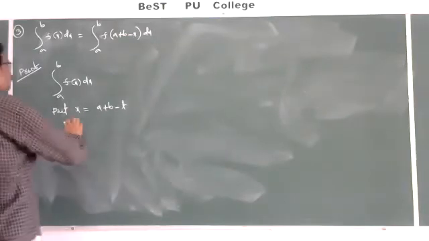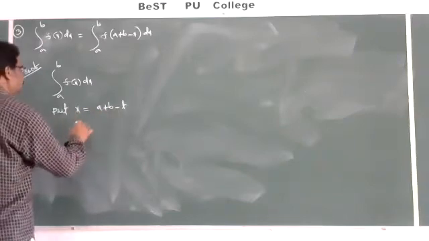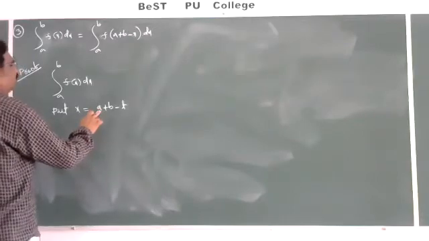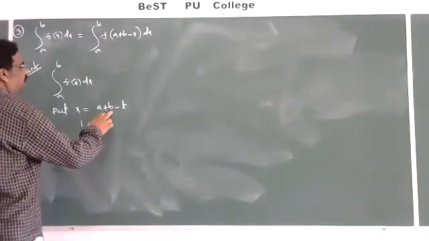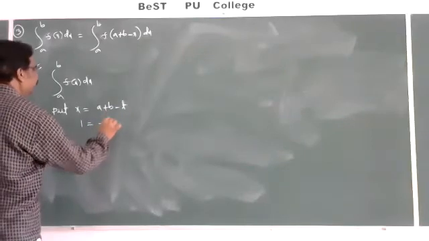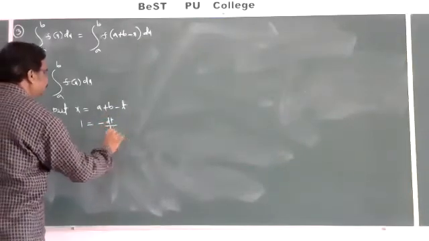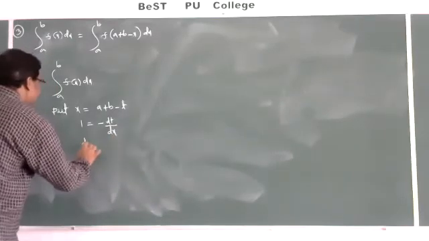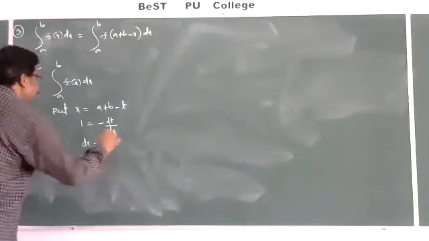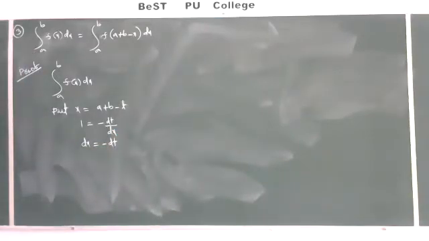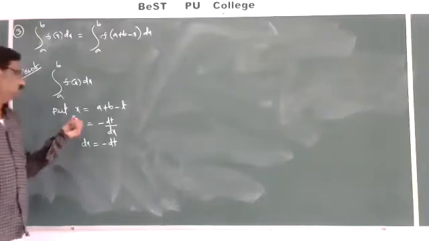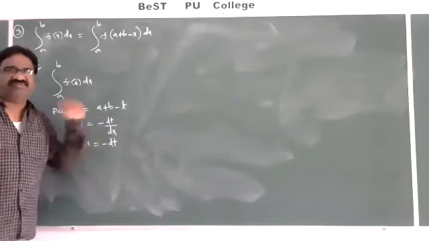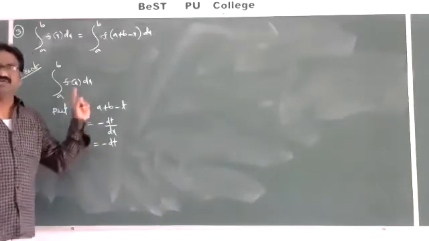Substituting, differentiating both sides with respect to x: x derivative is 1, a is a constant so its derivative is 0, b constant derivative 0, minus t derivative, dt by dx. That is cross multiplication, dx is equal to minus dt. So here we are going from x variable to t variable. That's why the limits also change.